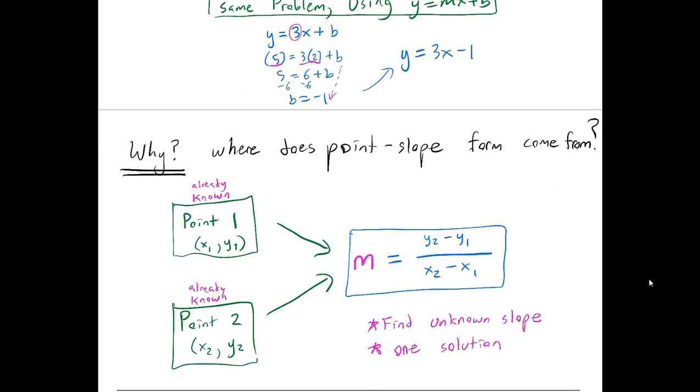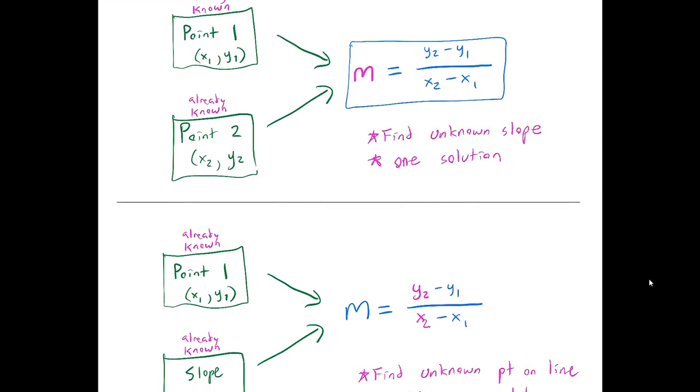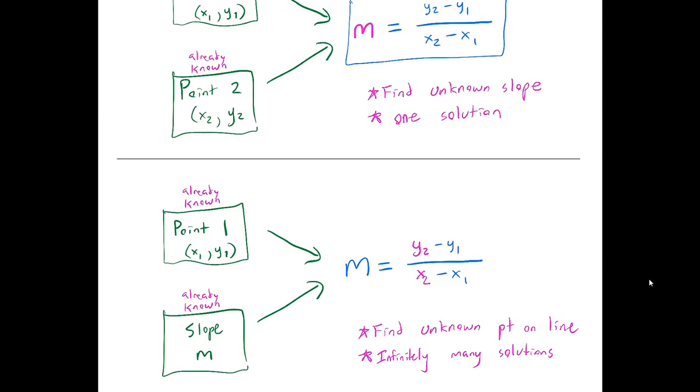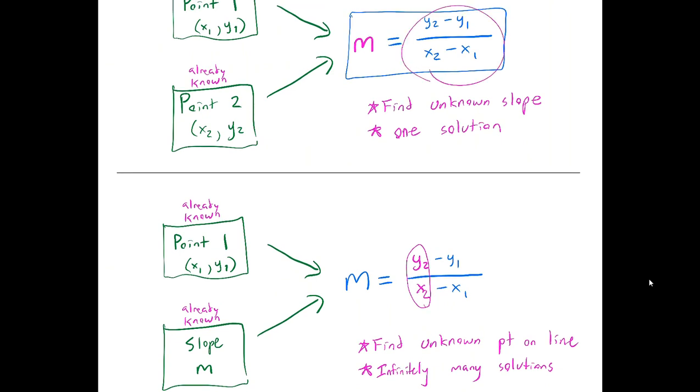Well, we could use that formula in a clever way by instead of saying, I know 2 points, give me the slope, I could instead say, I know a point and the slope. Let's plug it in and look what's left over. The thing we don't have now is a point. So up here, we plug in 4 numbers, out comes a single answer. There's one solution to this. We find the one slope.